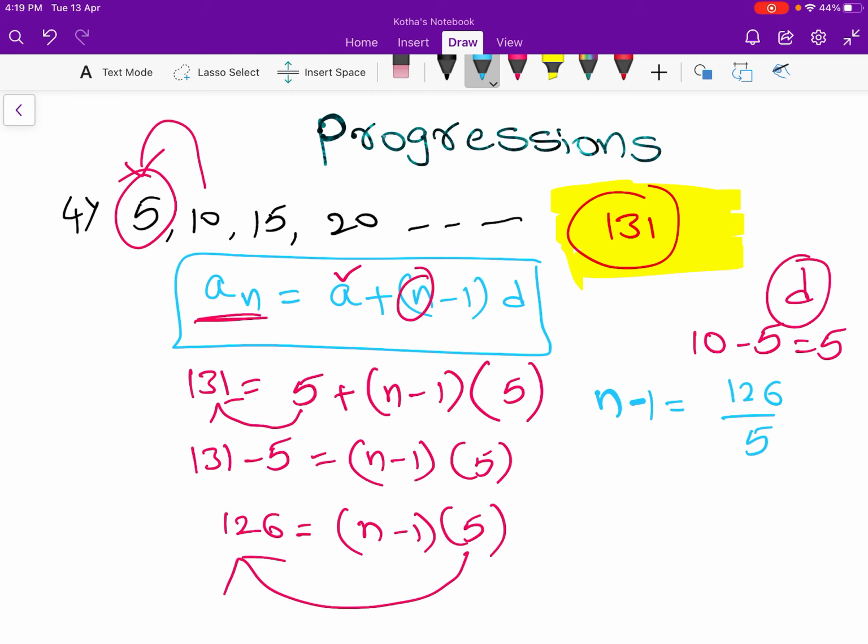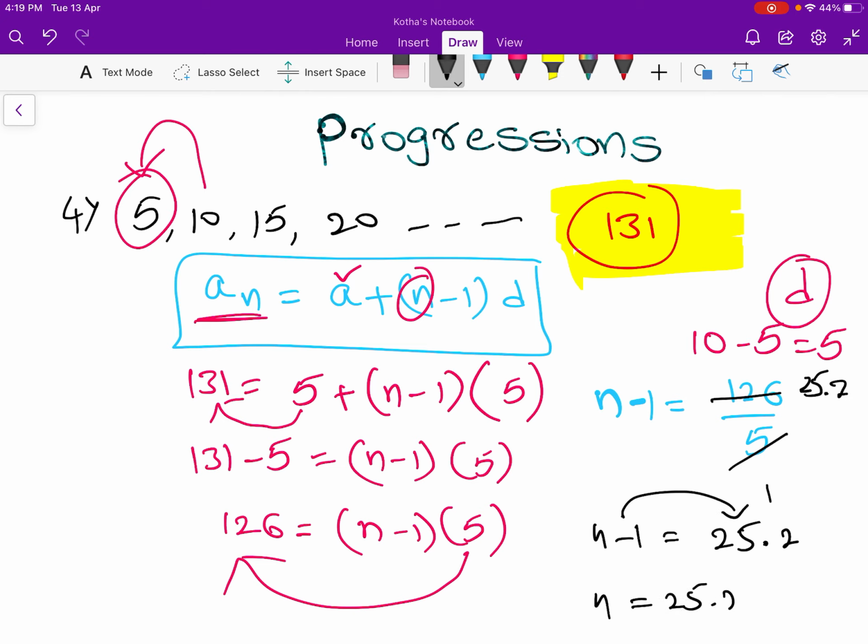Let us check once. 5 ones are 5, 5 twos are 10, 5 fives are 25, again 1 will remain, so it is 25.2. So n minus 1 value we got as 25.2, and if we take minus 1 to the right side, we will get 25.2 plus 1, because minus 1 on the other side becomes plus 1. So the n value is 25.2 plus 1, that is 26.2.